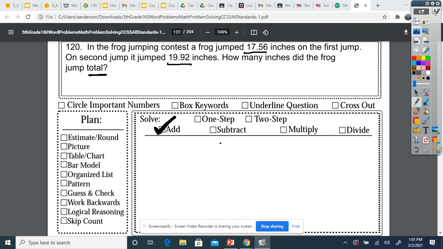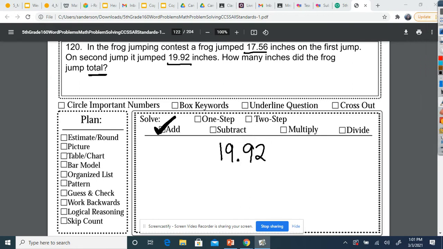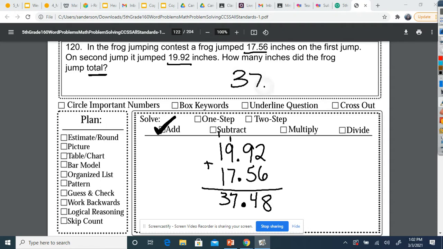So we're going to take 19.92, line my decimals up, 17.56. 6 plus 2 is 8, 9 plus 5 is 14, bring that decimal down. 9 plus 1 is 10, plus 7 is 17, and then 3. So the frog jumped 37.48 inches total or in all.